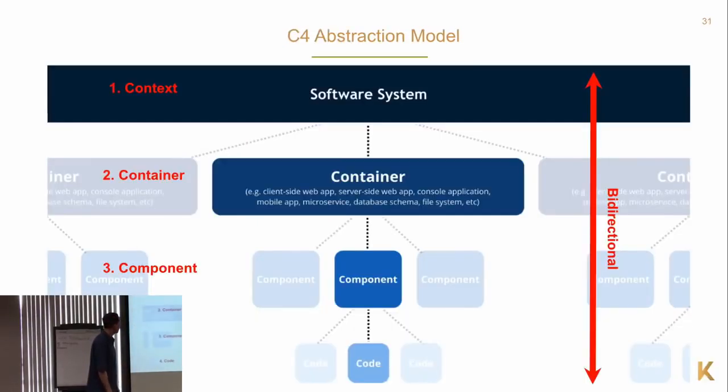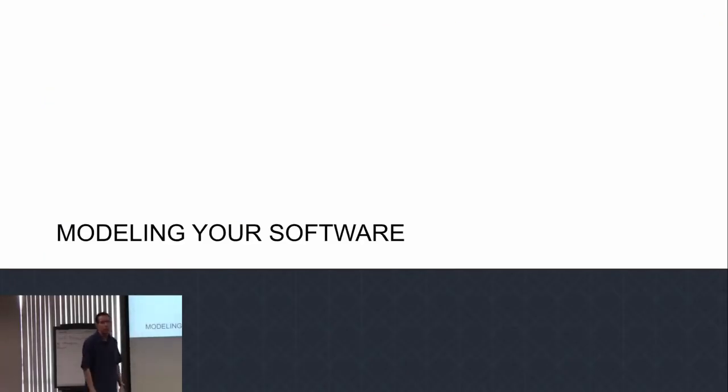The model starts out as this. Take a look at what the overall software system is. Put your container on it. In other words, this is your client-side web app, server web app side, console applications, mobile apps, microservices. All those things go in a container. Okay? And then we start to componentize that and take that down to a code level, which is essentially where you head with that.